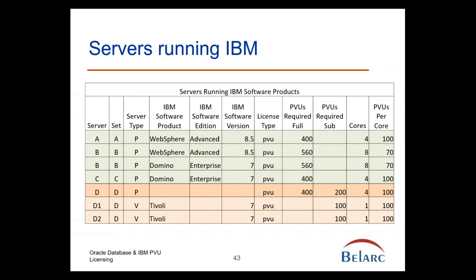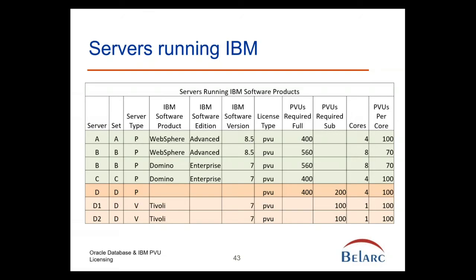Having done that, we've filled in the number of PVUs per core and filled in the number of cores. Keep in mind that at the bottom with the Tivoli products on the virtual machines, those are virtual cores. Finally, we come to the computed columns, the number of PVUs that are required. You can see that here we have two columns as we want to compute them both by full capacity and by subcapacity.